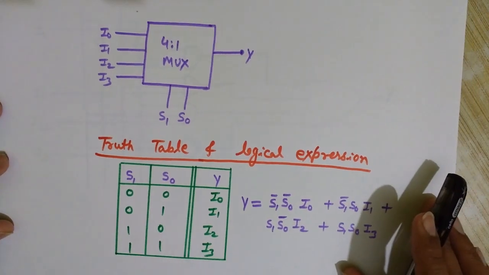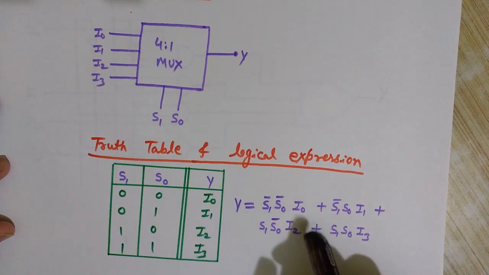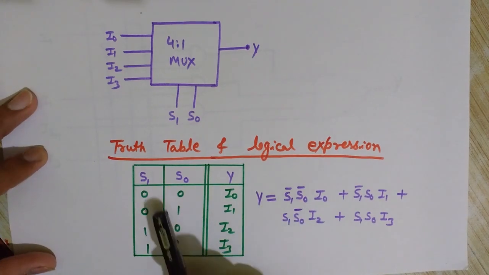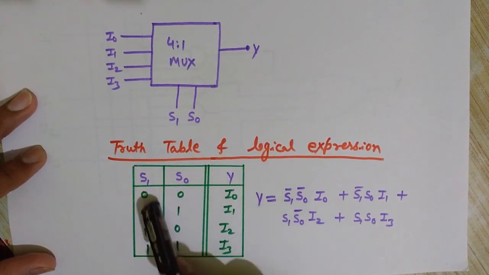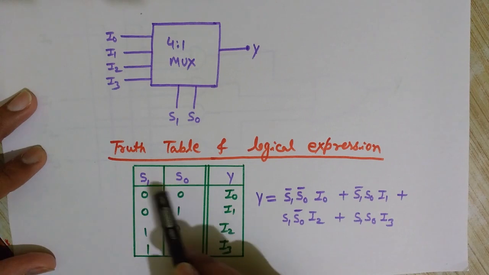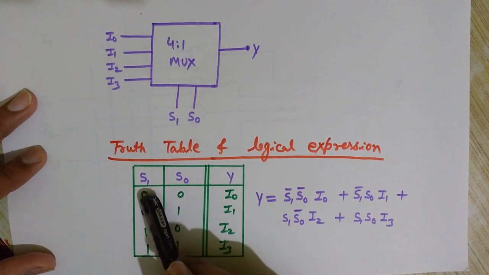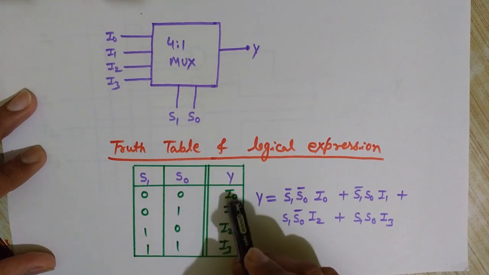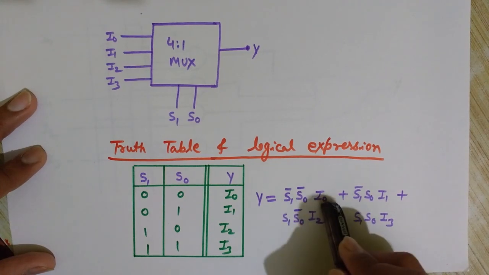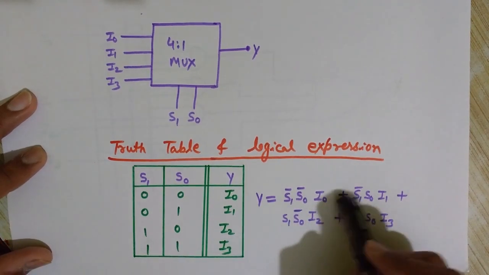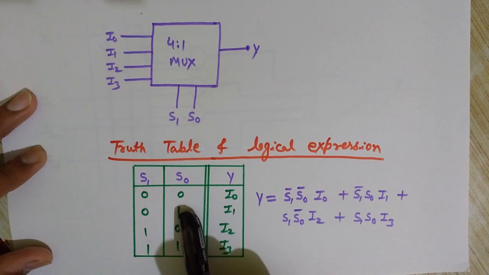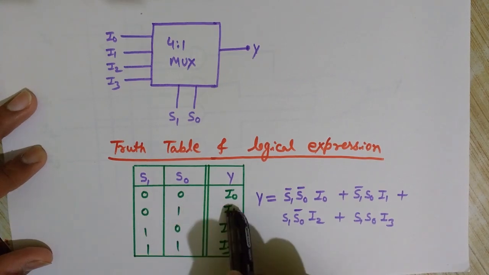So I can simply write the logical expression from this truth table. I have already told you it is very easy by observation. Look at this. First of all, write this for this line. It is S1 and S0, both 0, and 0 means bar. So S1 bar, S0 bar, and just write what will appear on this combination, it will be I0. So S1 bar S0 bar I0 plus. Just keep adding these. This is S1 bar, and S0 is as it is. So S1 bar S0 I1.